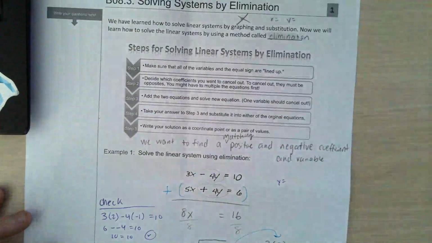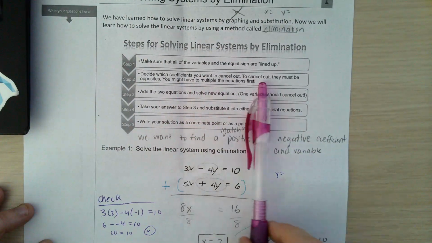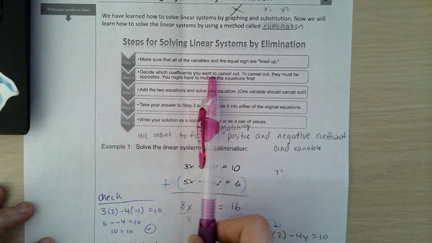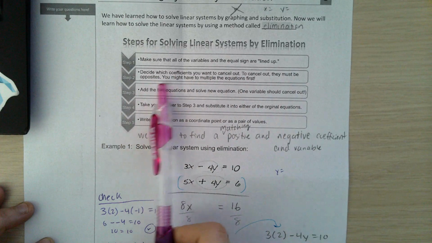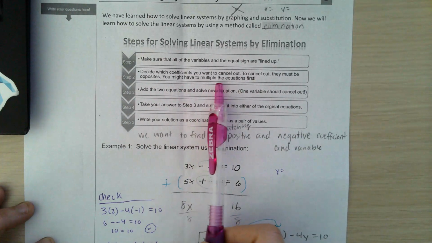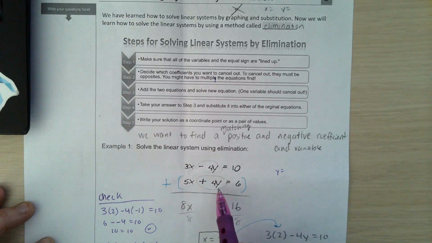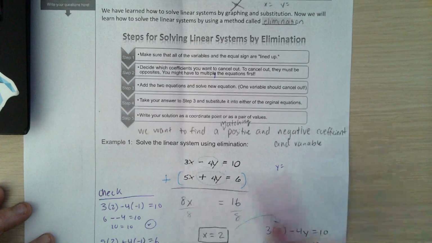So step 1, make sure all the variables and the equal sign are lined up. They did this for us. Step 2, decide which coefficients you want to cancel out. To cancel out, they must be opposites. You might have to multiply the equations first. So this one was already opposites. So step 1 and step 2 are already done for us.